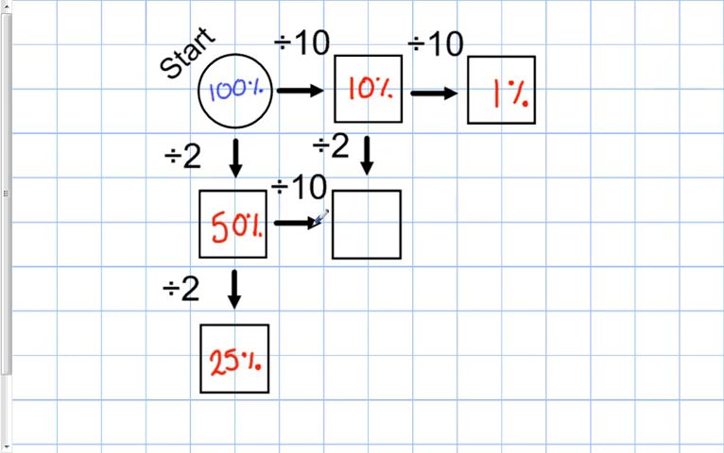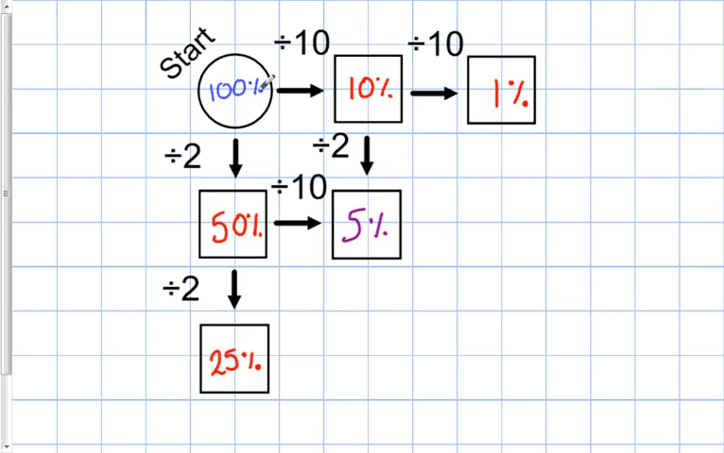And we've got this one box in the middle here that's got 2 arrows pointing to it. We've got 2 options here. We either start at the 10% and divide it by 2, or we start at the 50% and divide it by 10. And you should see that 10 divided by 2 is 5%, which is the same answer as 50% divided by 10.